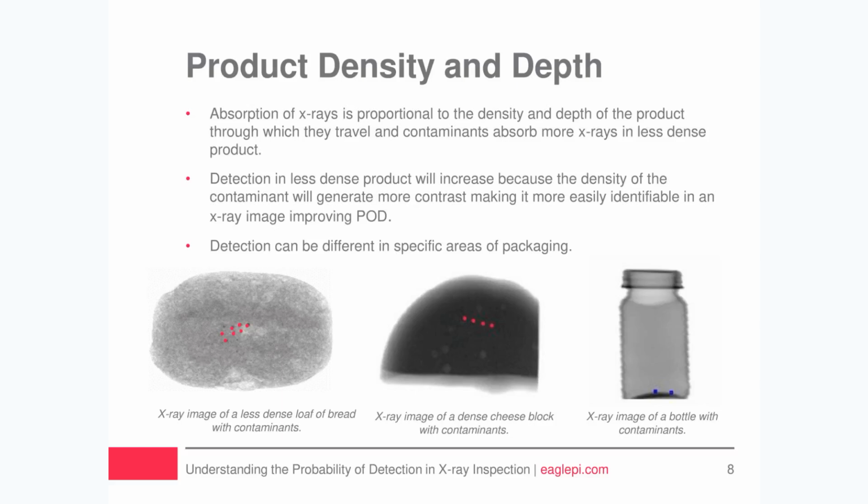So in two products of equal depth but varying density, the probability of detection within the less dense product will be greater because the density of the contaminant will generate more contrast, making it more easily identifiable in an X-ray image. The example above also highlights how low-density contaminants can be more reliably detected within different products. Due to the loaf of bread being much lower in density, as it's a lighter grey, we're much more likely to be able to detect smaller, low-density contaminants such as aluminium and low mineral mass.